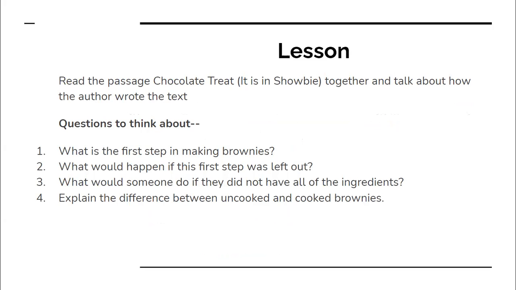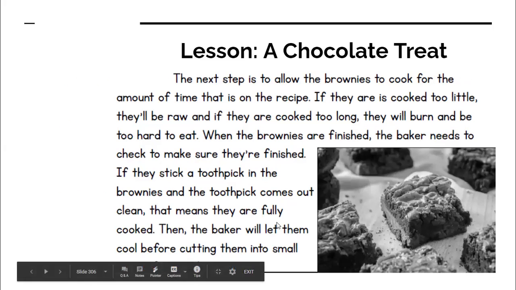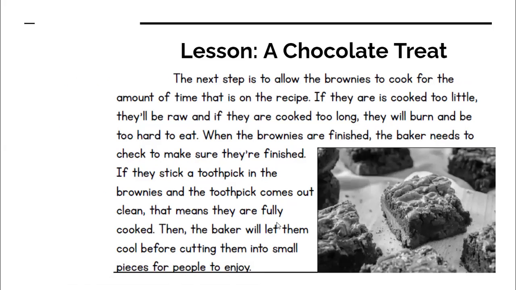What is the difference between uncooked and cooked brownies? Well, if a baker sticks a toothpick in the brownies and the toothpick comes out clean, that means that the brownies are fully cooked. Then the baker will let them cool before cutting them into smaller pieces. If they stick it in there and it comes out and it has brownie mix on it, then they know that they need to cook it for a longer amount of time.